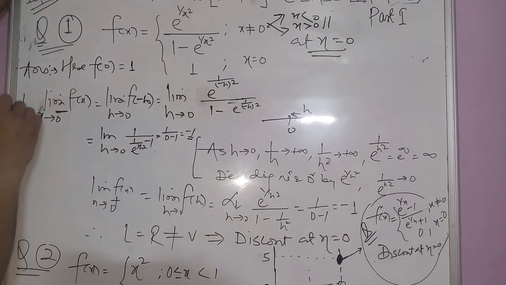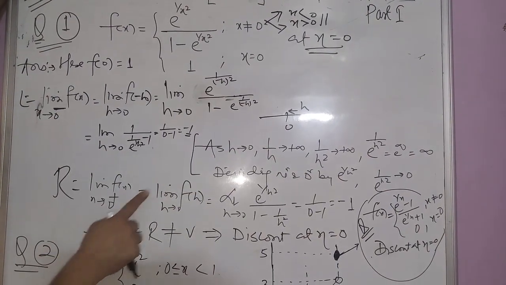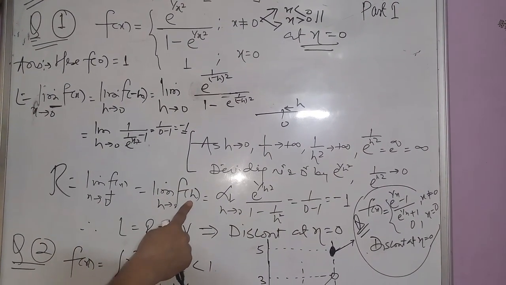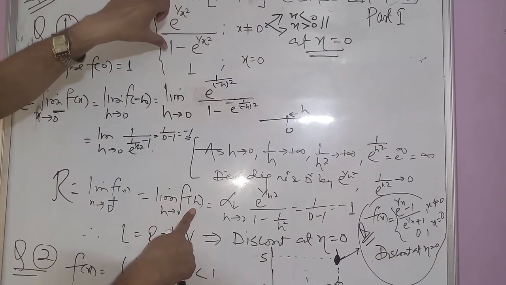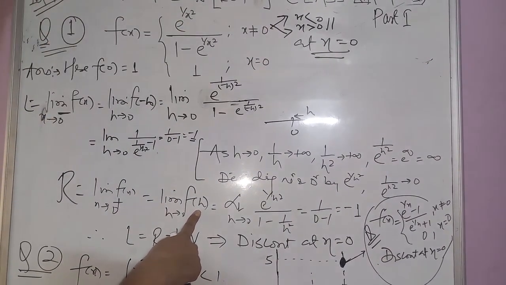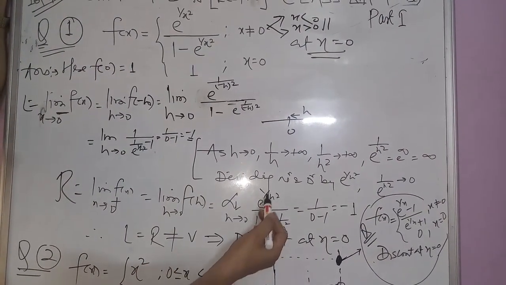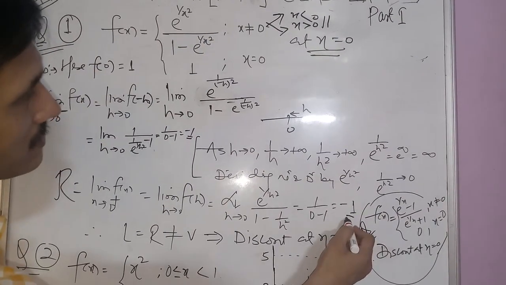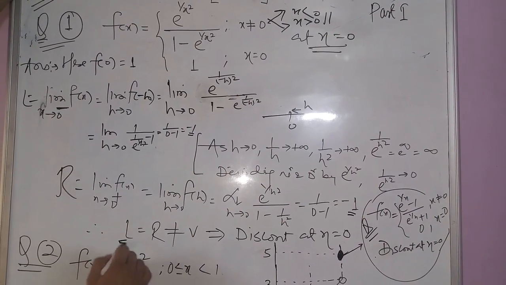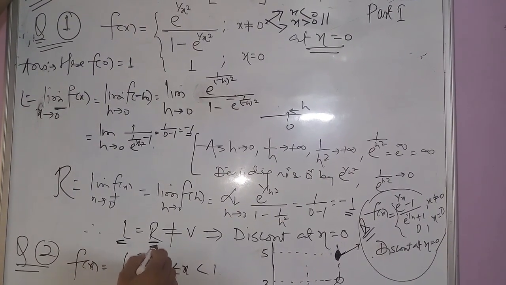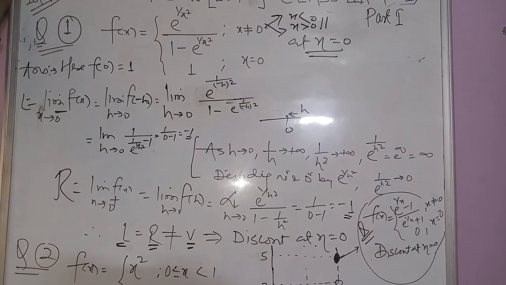This is the left hand limit. Now the right hand limit: limit of f(x) as x tends to 0 plus, limit h tends to 0, f of 0 plus h, that is f(h). Again e to the power 1 by h square over 1 minus e to the power 1 by h square. By the same reasoning, dividing numerator and denominator by e to the power 1 by h square, the answer will be minus 1. So the left hand limit is minus 1, the right hand limit is minus 1, and the value is 1. So the function is discontinuous at x equal to 0.